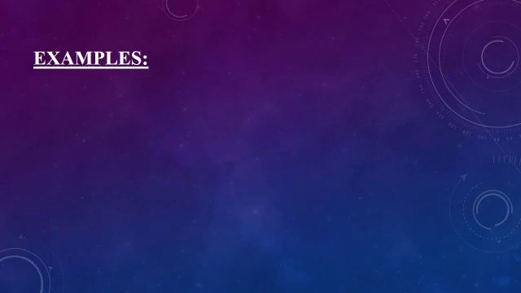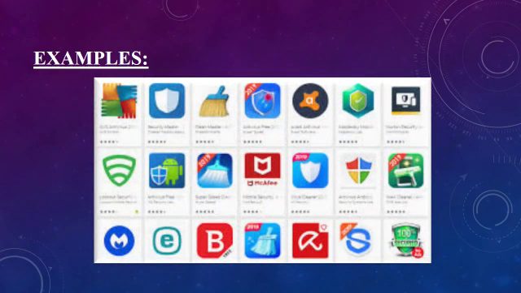Examples. Children, these are some of the examples which are mentioned on the screen. Avast, Quick Heal, Norton, etc. This antivirus software can be used in your systems in order to protect your files. You can scan your drives, pen drives, and entire computer system using this software.